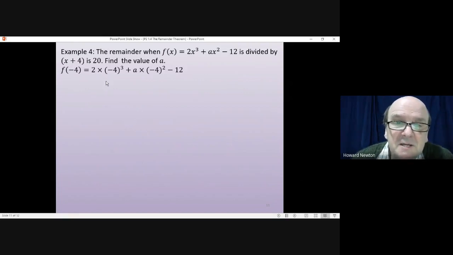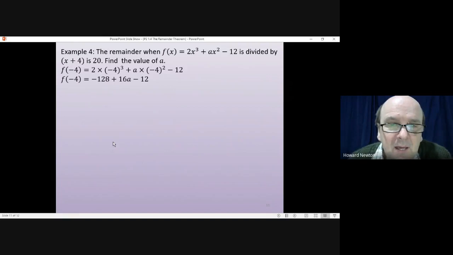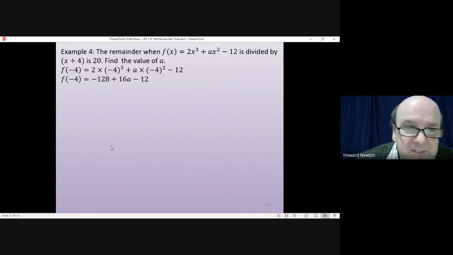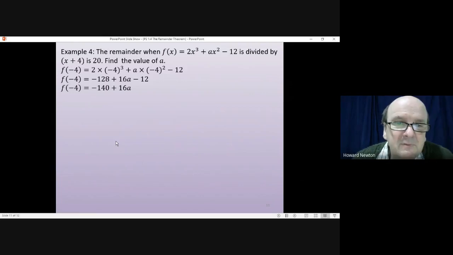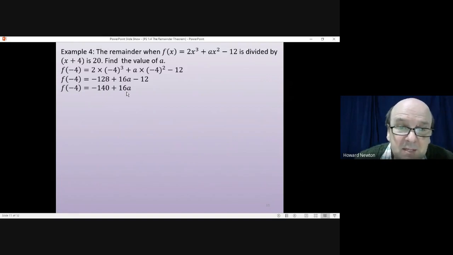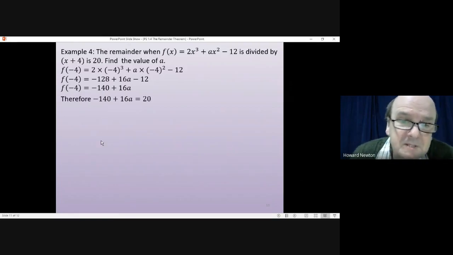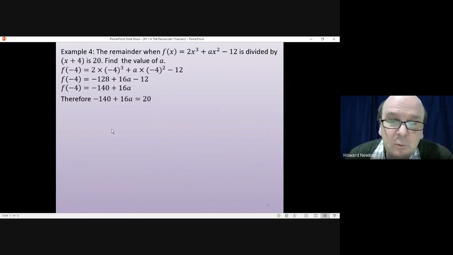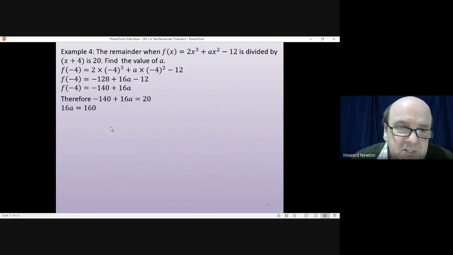But first of all, I just need to tidy up what I get when I put minus 4 into the function. So I'll get 2 times minus 4 cubed plus a times minus 4 squared minus 12. That simplifies to minus 128 plus 16a, take away 12. And that simplifies to minus 140 plus 16a. But we know that this must equal 20 because this is the remainder and we've been told that the remainder is 20. So therefore, minus 140 plus 16a has to equal 20. That gives us a simple linear equation in a which we solve, which gives us 16a is 160 and a equals 10.